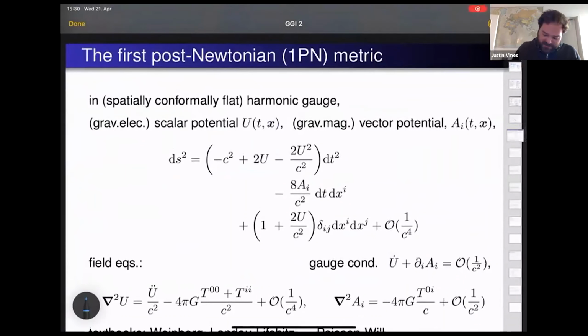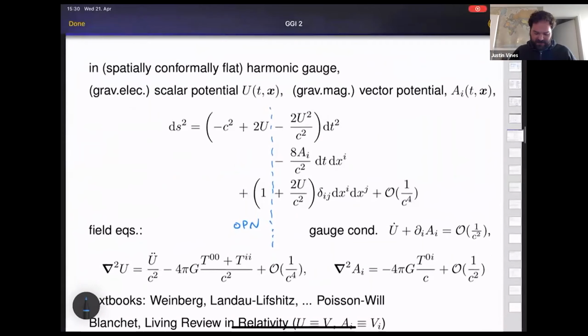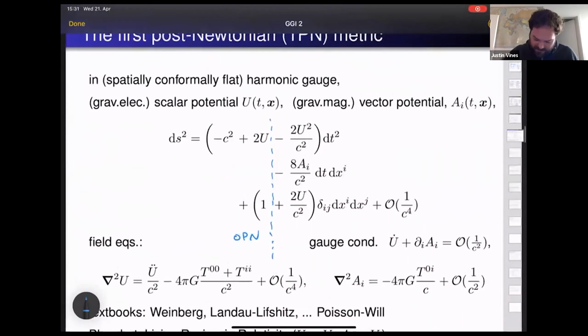So let's say first here, on this side is the 0 PN metric that we were just looking at. And on the other side are, let's say, the first post-Newtonian corrections. All of them are at order 1 over c squared in this way of writing the metric. And these would be second post-Newtonian corrections, which will drop.